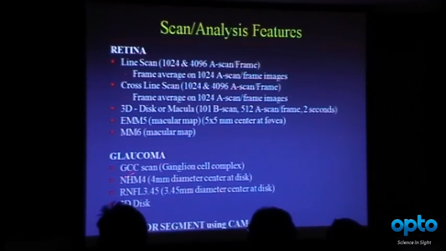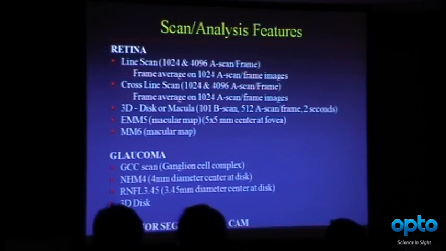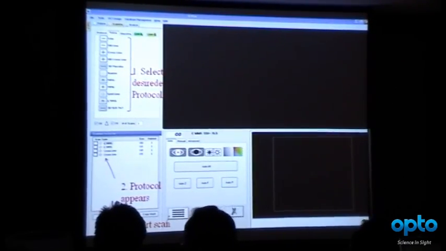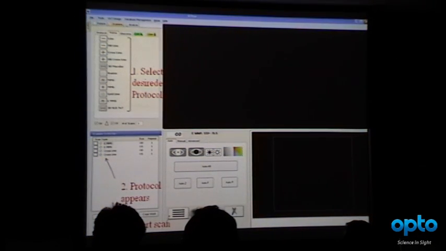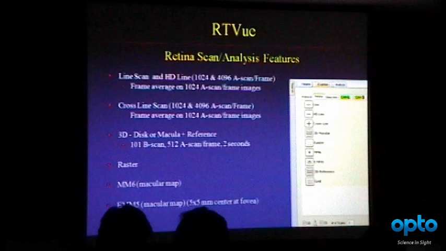The glaucoma scans, 4 different glaucoma scans available. I'm not going to speak about that at all. We have another speaker this evening too, as well as the anterior segment scans. So this is how the screen comes up. You click on the desired protocol, the protocol appears, you click to start scan, and the scan comes up.